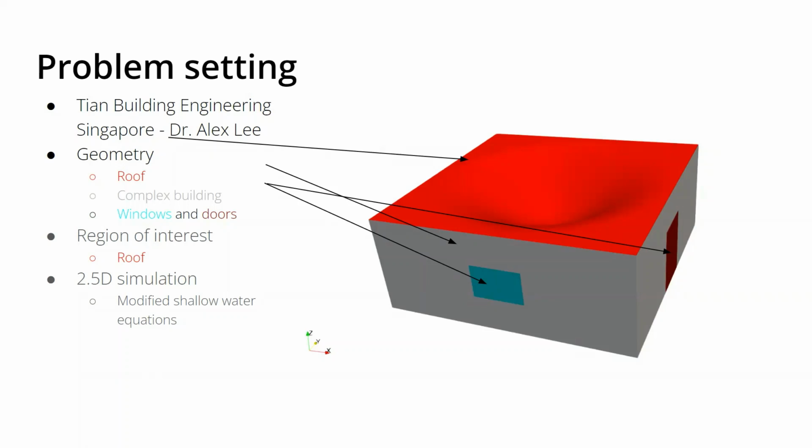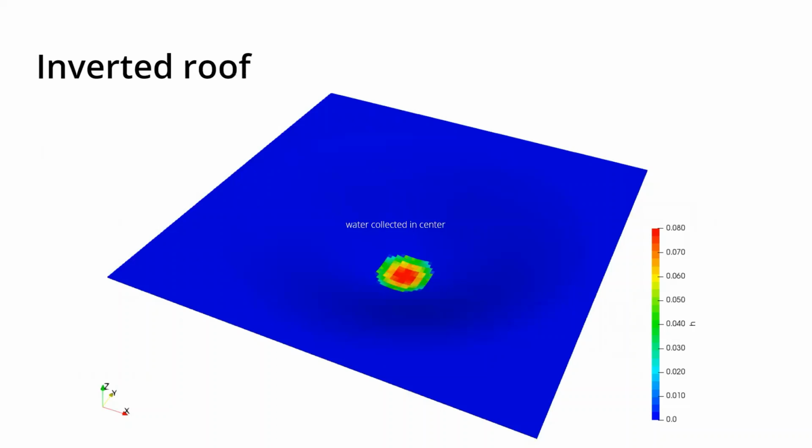So as a verification case, I thought about this inverted roof, because if rain falls onto that inverted roof, all the rain will be collected in the center. And then indeed, after a while, the water is collected in the center. So in the first step, there was no rain, only an initial water layer that was collected in the center, and then I switched on rain as well, and then the same happened.